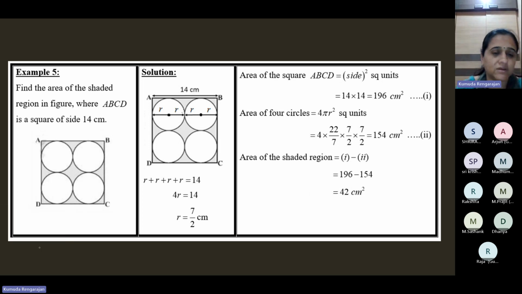Sometimes the diagram will not be given. It will be given in words that four circles are placed in a square in such a way that a circle touches two other circles at the same time. Find the area of the square outside the circles. Sometimes the figure will be described. They might give congruent circles, but even if it is not given, it's understood.